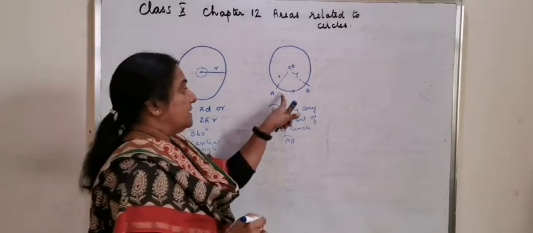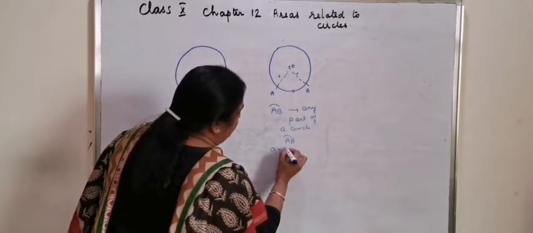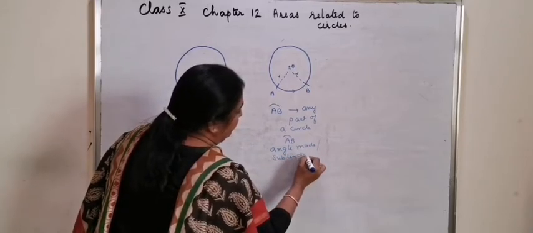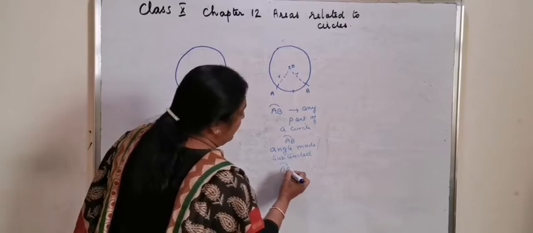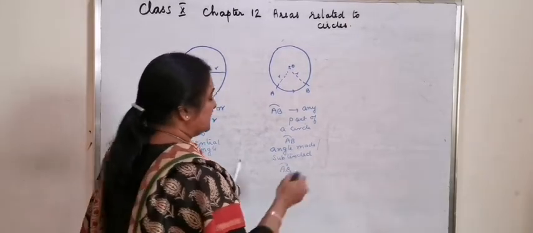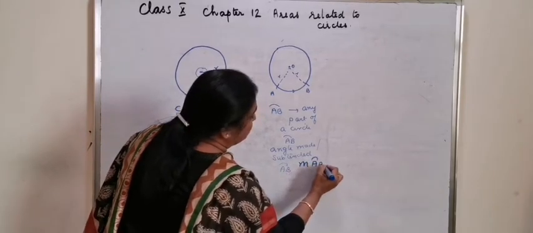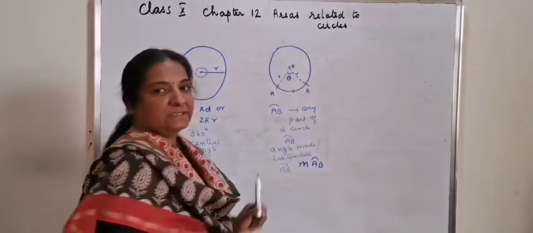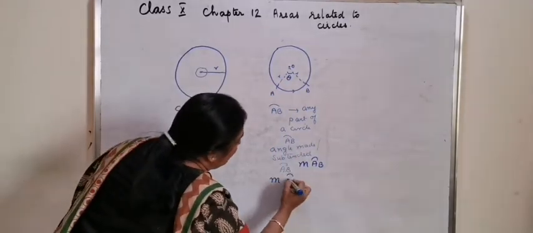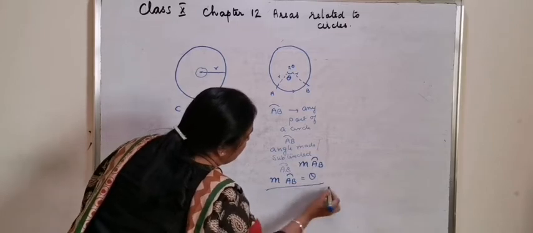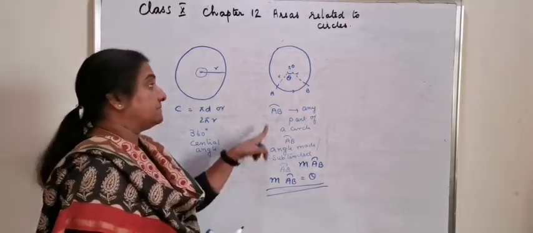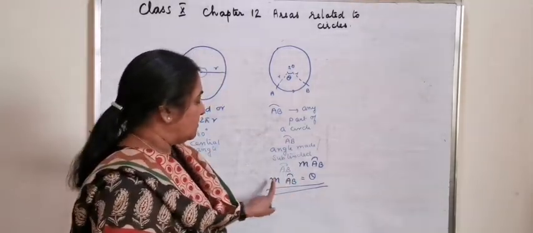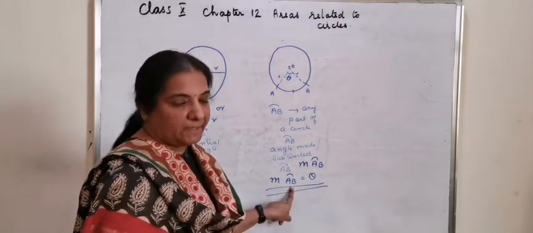Similarly, the angle made or subtended by arc AB, we call it the measure of an arc, and if we take this angle as theta, in this figure the measure of arc AB is theta, or an angle subtended at the center of the circle by any arc is called the measure of arc AB.